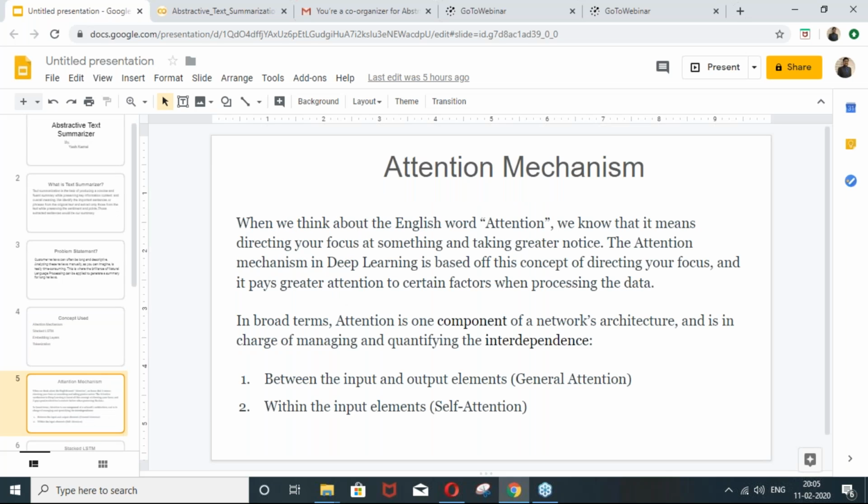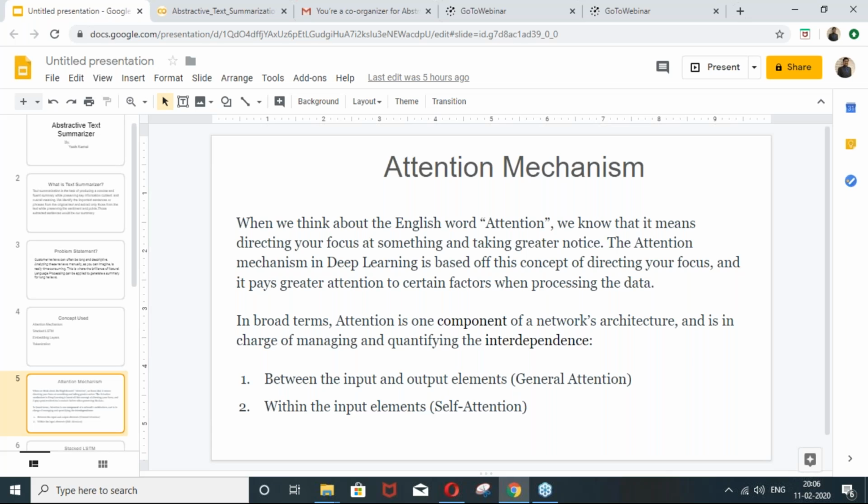So what does the attention mechanism mean? Attention, as the name indicates, is giving the focus to something and taking it into greater notice. The attention mechanism in deep learning pays greater attention to a factor. Suppose the statement is I love to play cricket. To which words should we give the attention? It should obviously be love and cricket. The attention mechanism does that for us, because in the review we have to get the important points out of it.